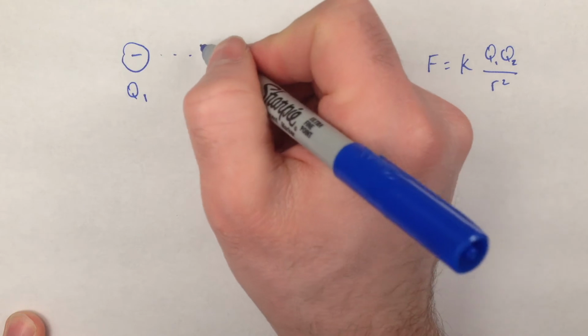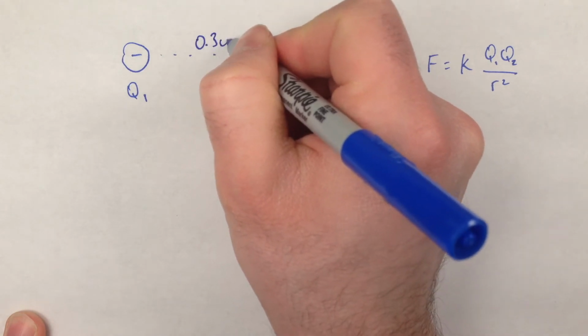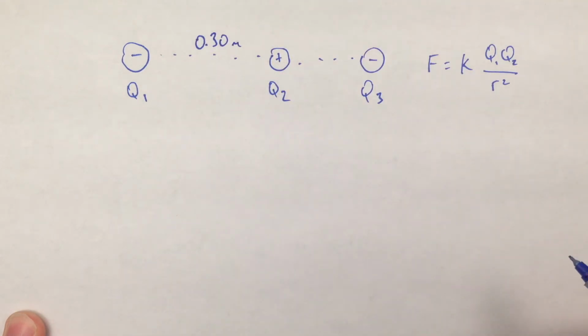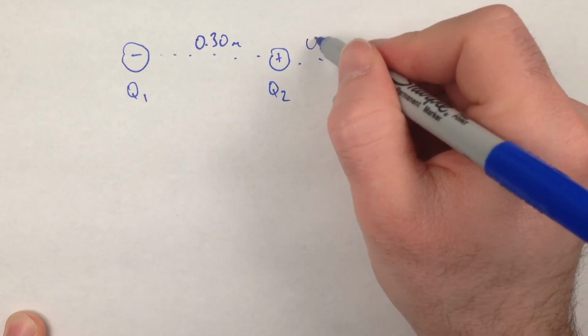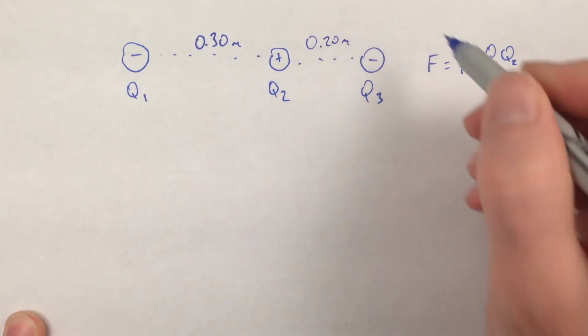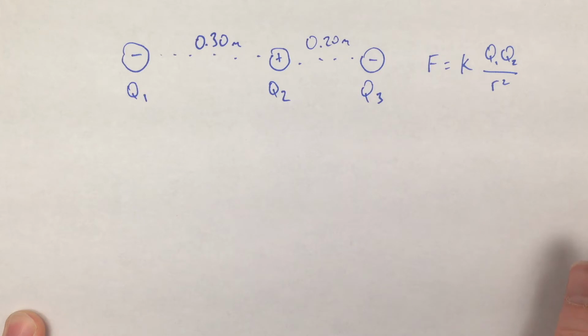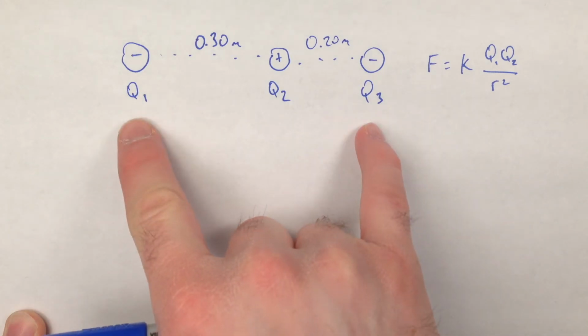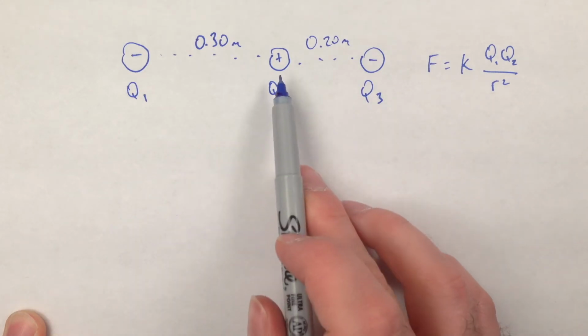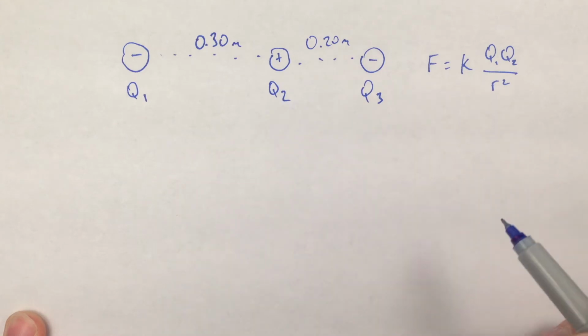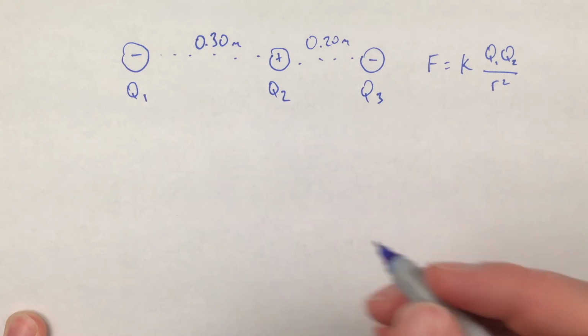We could say that this distance here is 0.30 meters, and this is 0.20 meters. Okay, so this whole thing is half a meter across, and this one is slightly off to the right. And let's go ahead and label those charges.